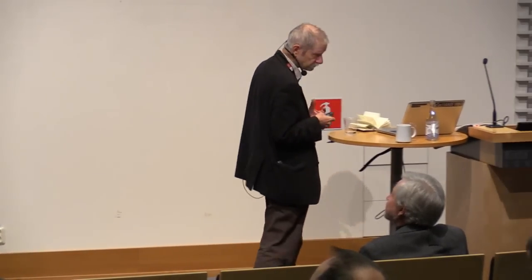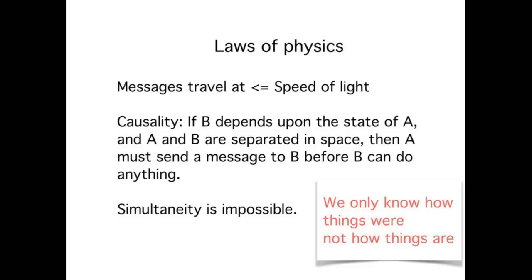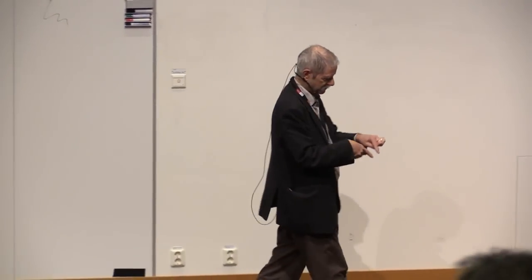Causality. This is a nice principle. If B depends upon the state of A and A or B are separate in space, then you must send a message to B before B can do anything. You can't do anything until you've got some information that has changed. Another law of physics, simultaneity in 2 different places in the universe is impossible. We can only talk about simultaneous things when we're at the same point in space-time. And there's a deal of confusion about this.